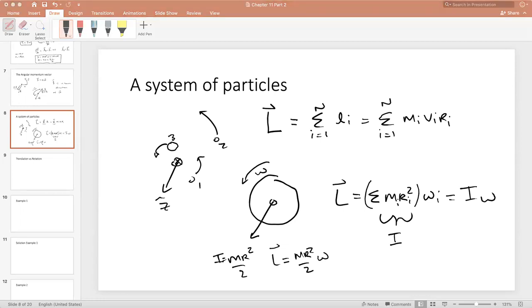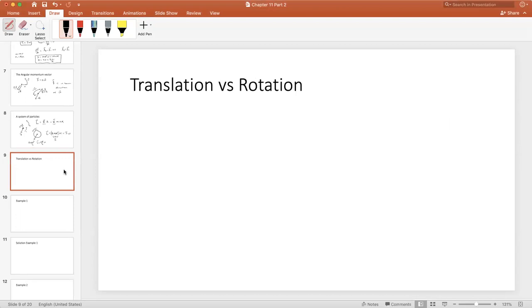Translation versus rotation. I wanted to talk really fast about something that comes up often.